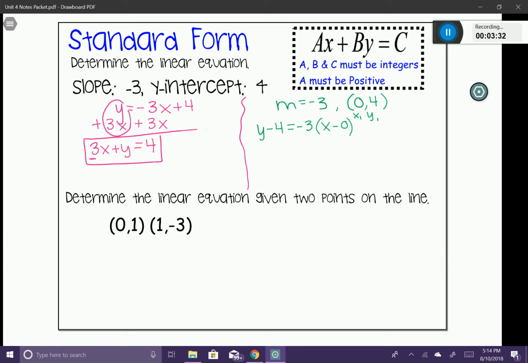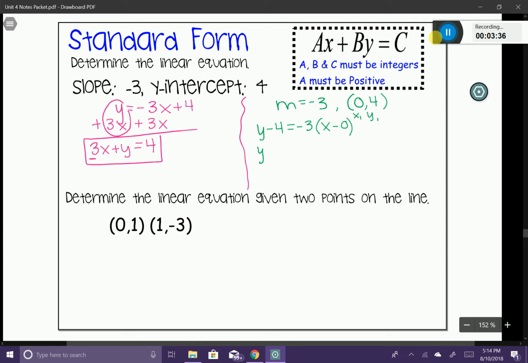Now I'm going to transfer this into standard form. I'm going to start by distributing. y minus 4 is equal to -3x, and then -3 times -0, well, that's not really a thing, so we're just going to leave it as is. Now let's transfer it. I'm going to add 3x to both sides, and that's going to leave me with 3x plus y minus 4 is equal to 0.